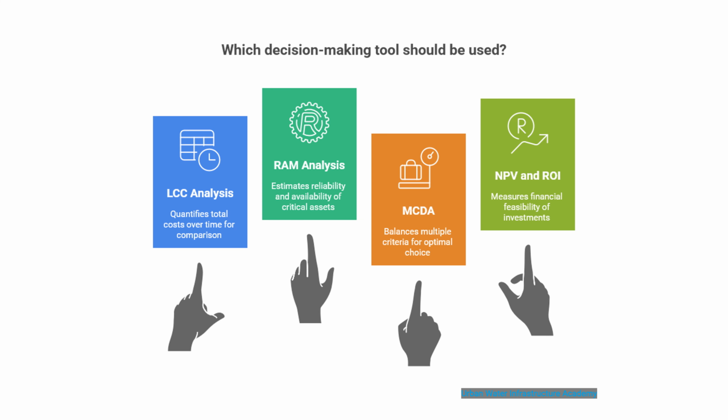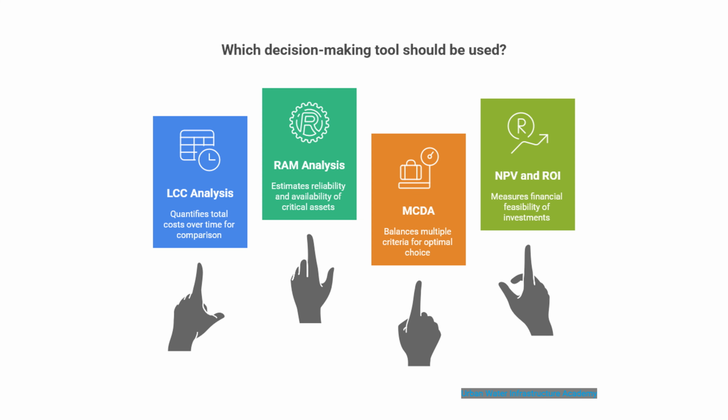Decision-making tools. Managing these complex decisions requires solid tools. Life cycle cost analysis quantifies total costs from startup to retirement, allowing apples-to-apples comparison. RAM analysis combines statistics about failures and their consequences to estimate reliability and availability. Crucial for critical assets like pumps or treatment plants.